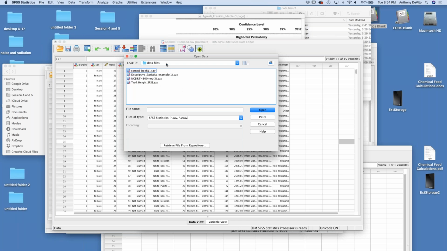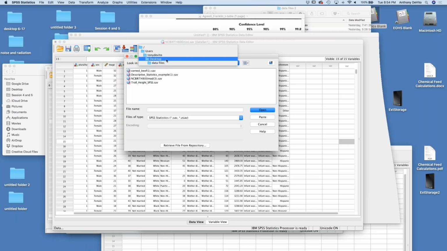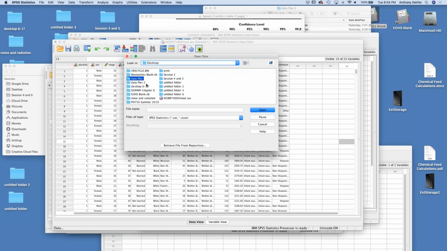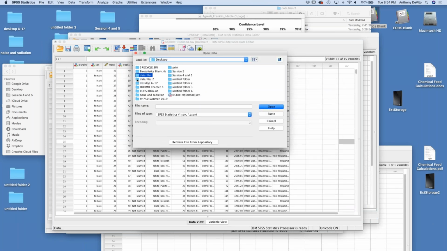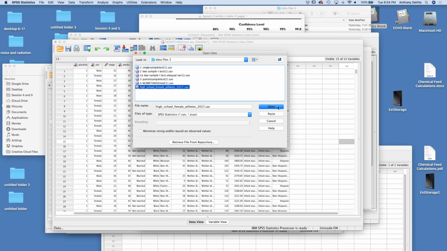Control Heights, I don't think that's it. I think it's in the other folder. Oh, look at it, here it comes. Did it open it? No, that's still the other file. Okay, let's see, Data Files 2. So high school female athletes, I'm going to open up that one.